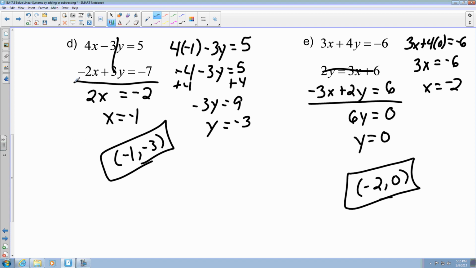And that is how you solve systems of equations using adding and subtracting, or what is more commonly known as the elimination method. Hope this helps.